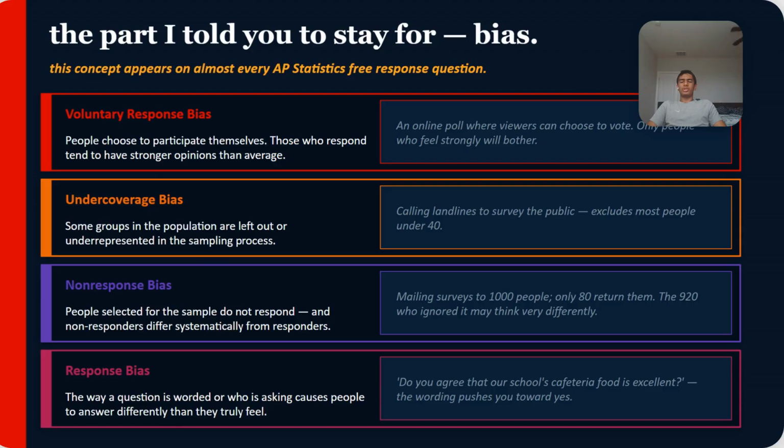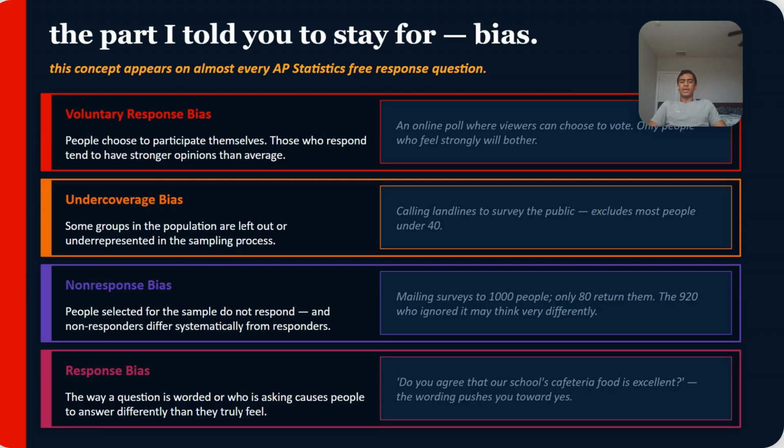Now, this is what I told you to stay for: bias. Almost every AP Statistics free response question that involves sampling will ask you to identify or explain a bias. Knowing these four types is worth real points on the AP exam. So we have voluntary response bias. People choose whether to participate. Those with strong opinions respond far more than those who feel neutral. The sample overrepresents extreme views. Classic example, an online poll where viewers choose to vote.